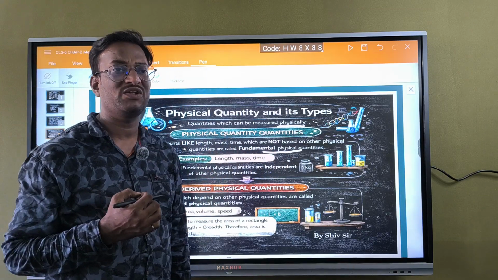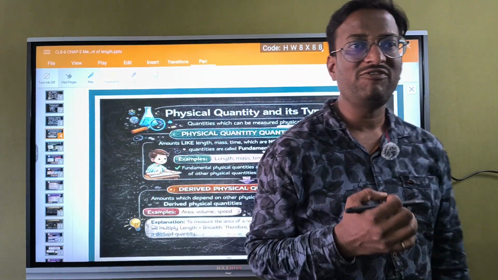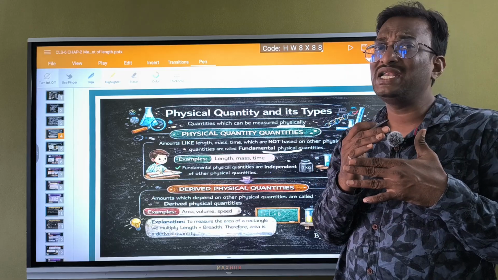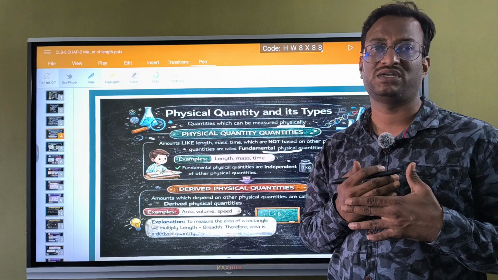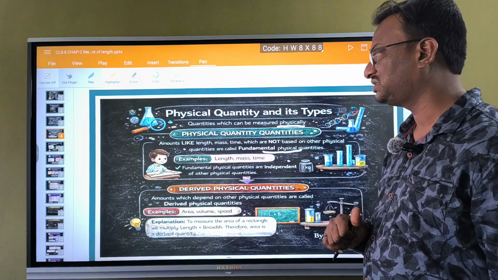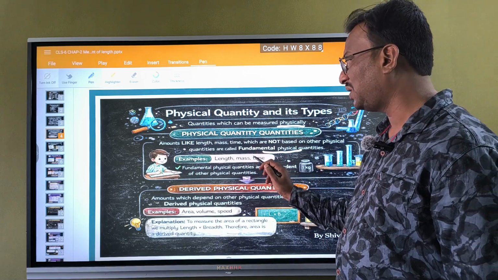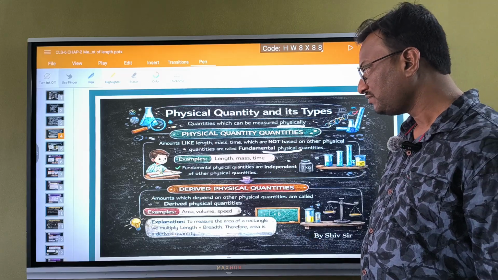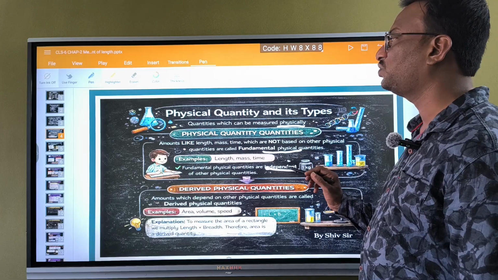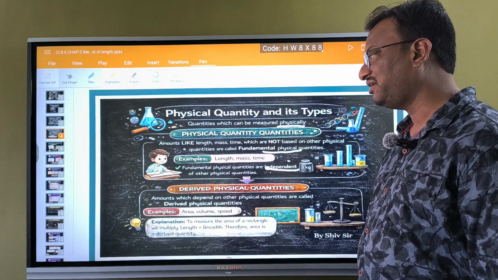So what are fundamental physical quantities? Fundamental physical quantities are nothing but basic physical quantities. They do not depend upon any other physical quantities. The best examples are length, mass and time. They are independent of other physical quantities, so those quantities we call fundamental physical quantities.